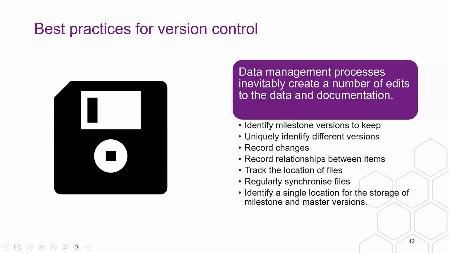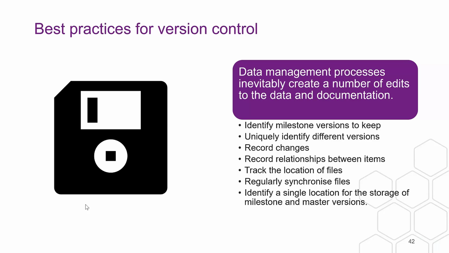When it comes to version control, it's inevitable that you'll have so many different versions of the data. As collected, we've anonymized it, it went through quality checks, and you'll end up with so many different version files. It's important to identify the milestone versions that you want to keep, to uniquely identify these different versions. So when I'm looking at all my project information, can I actually track this is the anonymized version, this is the data I've collected, this is the quality checked version, and so on.